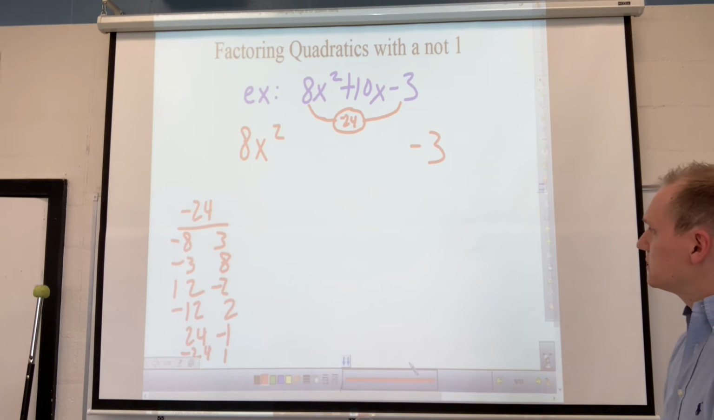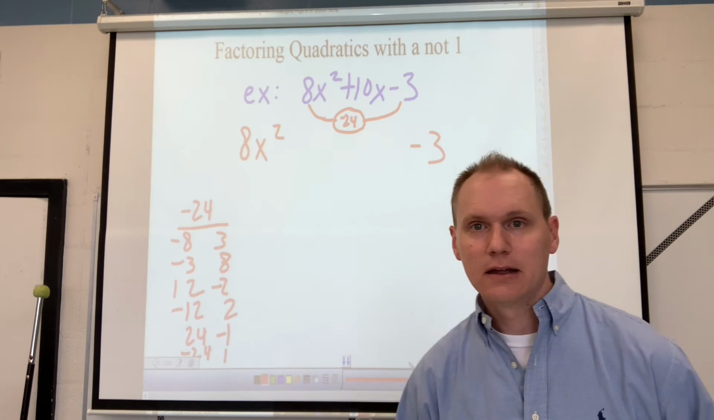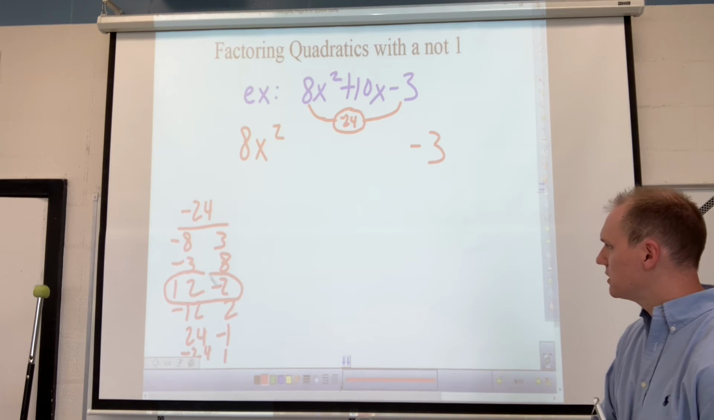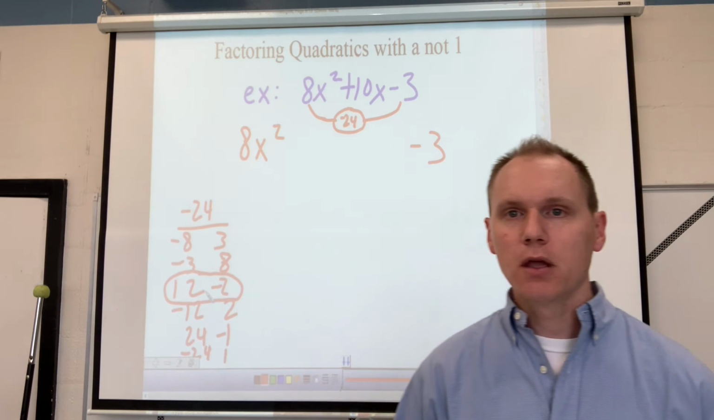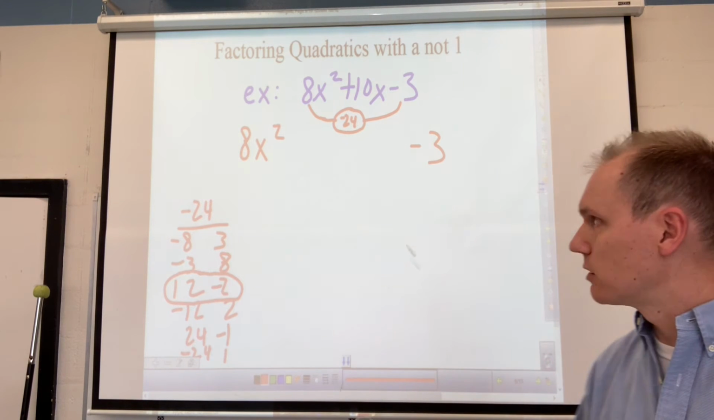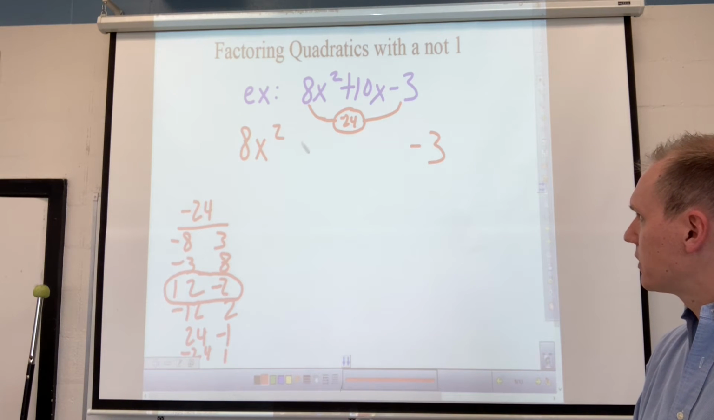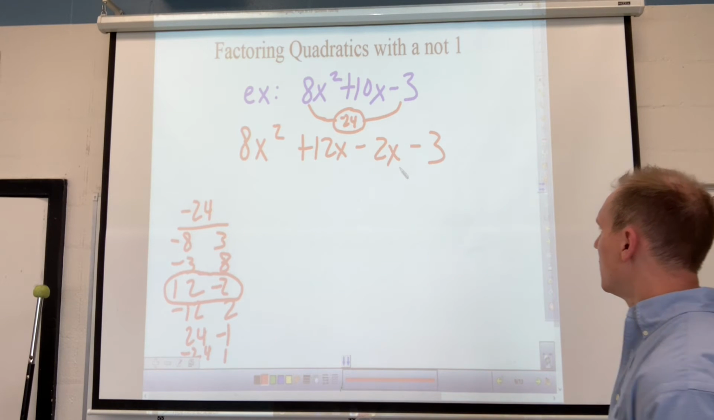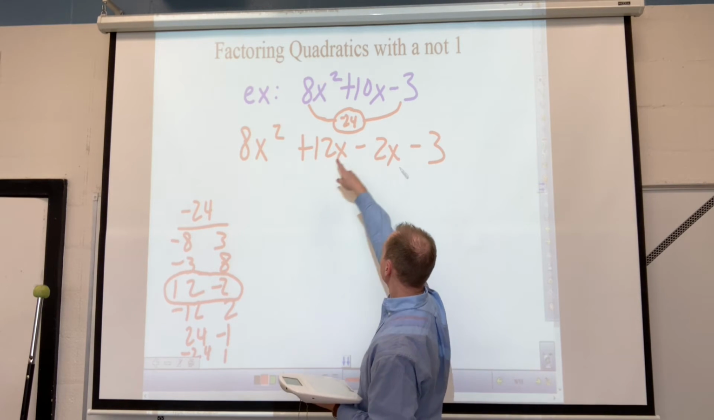So which of those add to give us 10? And you're probably looking at it right here. Positive 12 and negative 2 add to give us 10. So that's how we're going to split up that middle term. So we're going to have 8x squared plus 12x minus 2x. So we've split up that 10x into these two.